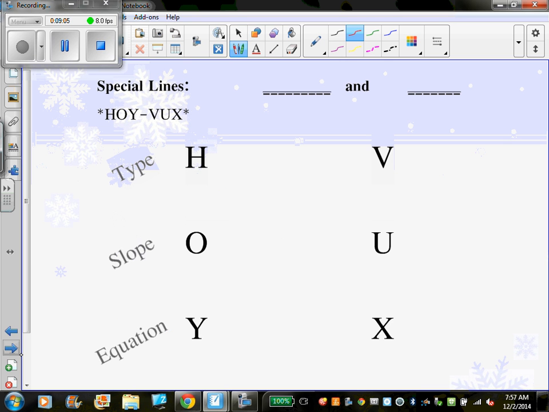We have special lines, 2 of them. We have horizontal, which are lines that go left to right, and vertical, which are lines that go straight up and down. So we have these 2 types of lines, and we have an abbreviation that will help us remember which is which, and that is HOIVUX, as you see here, HOIVUX. So in this, we have a few things here. The H stands for horizontally.